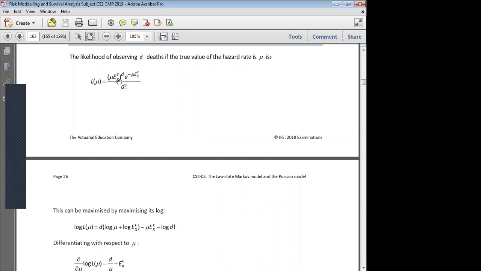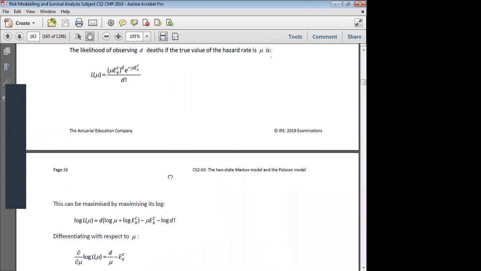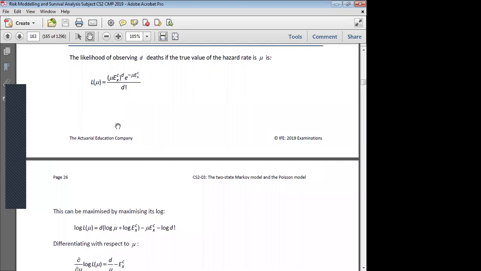Yeah, it is exactly the same. So this is the likelihood function that you have. So again, you will use MLE. So you apply logarithm on both the sides, and what you get is D times log of mu plus log of central exposed to risk. And you will be subtracting this because log of this E guy will render the power as it is. And because this is in the denominator, this will go as minus log of D factorial.